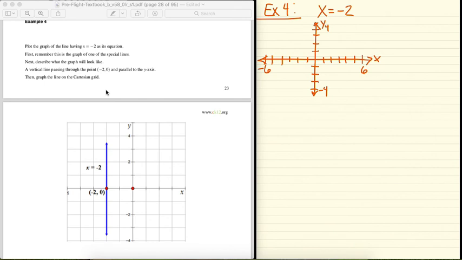Which means on the x-axis I'm going to go to -2 and I'm going to plot a point. Then I'm going to draw a vertical line going straight through that point, and that's the graph of x equals -2.